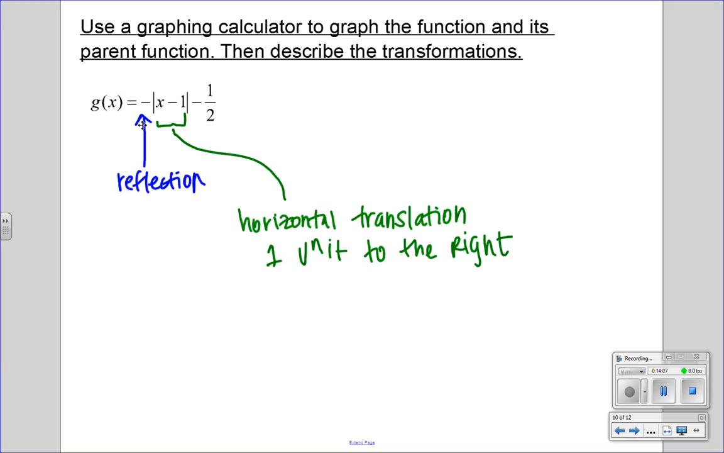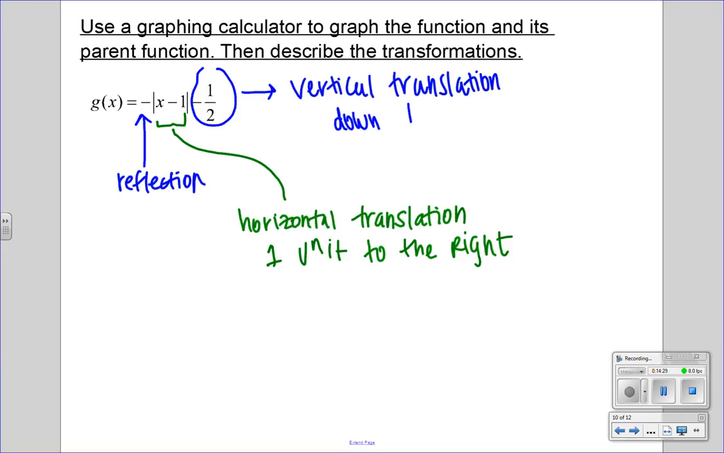And the very last piece, if it's on the outside at the very end, this negative 1/2, this is going to be our vertical translation. And it's going to be the same. If it's negative, it goes down. If it's positive, it goes up. So it's going to be a vertical translation down a 1/2 unit.